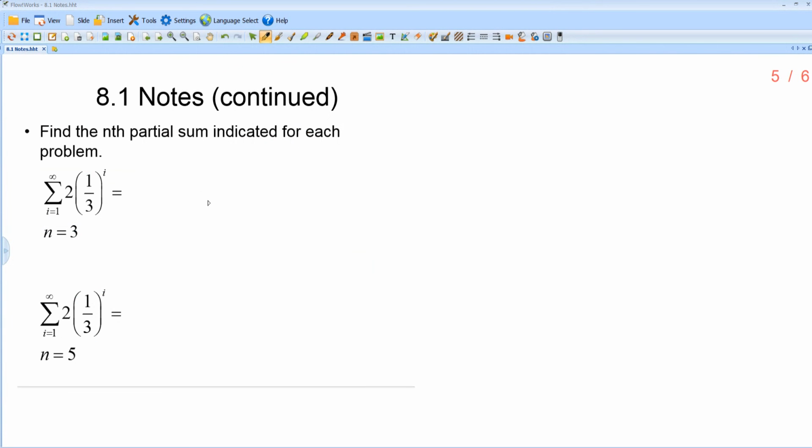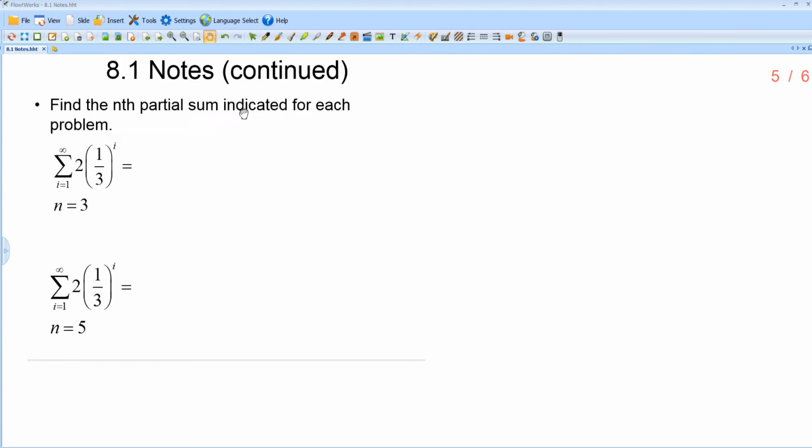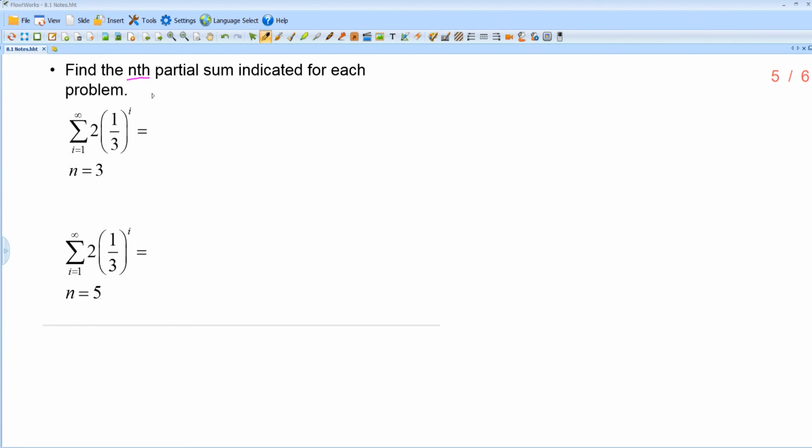All right, determine the nth partial sum. The nth partial sum means we're stopping at the upper limit. In this case, the upper limit just says infinity, but I'm telling you which term to stop at for each problem. So we have the sum of 2 times 1/3 to the power of I, from I being 1 to infinity. So this is an infinite sum right now, because it continues on infinitely, but we're going to take the partial sum of it, meaning we're going to take a finite piece of it.